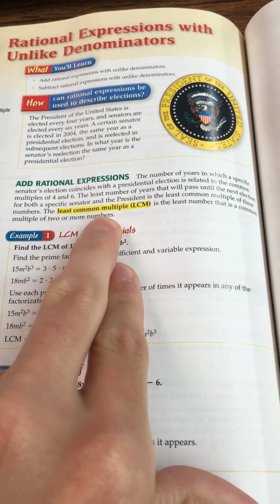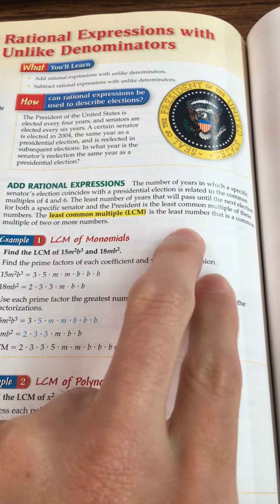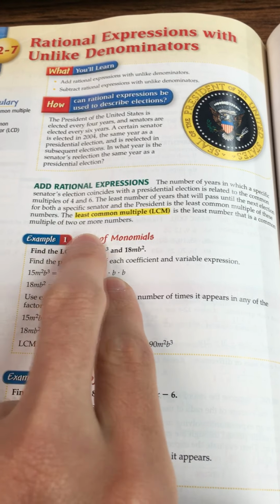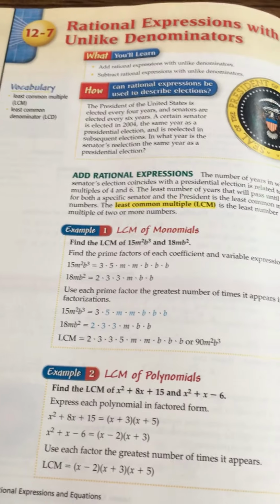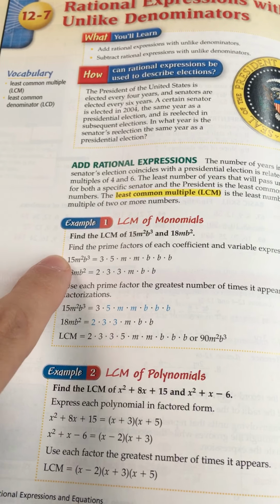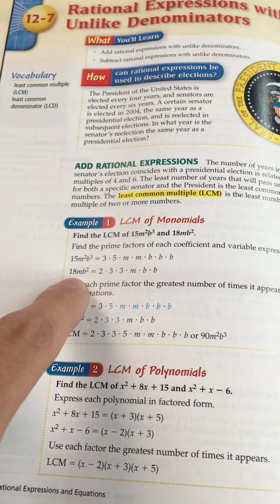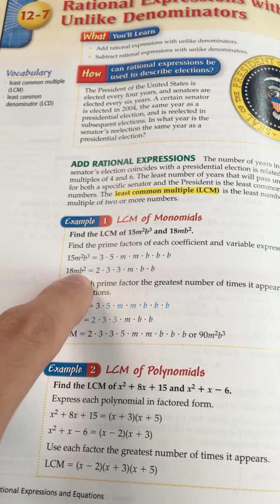We'll read the definition right here first. Just try to jog your memory. The least common multiple is the least number that is a common multiple of two or more numbers, okay? So what that means is we're trying to find the least common multiple between 15 m squared b to the third and 18 m b squared.